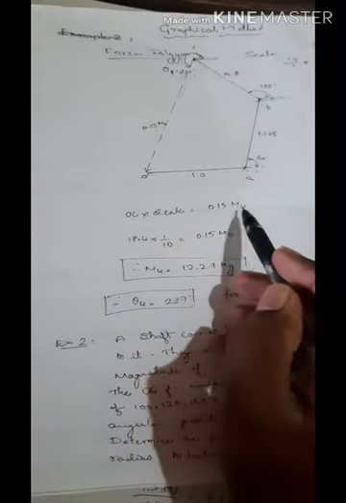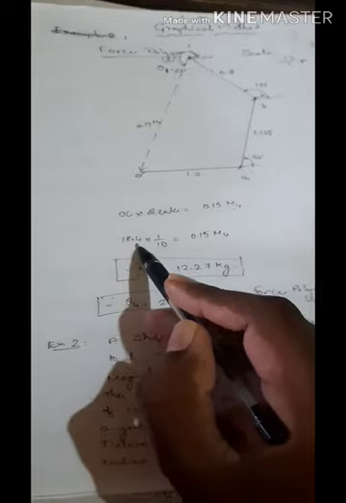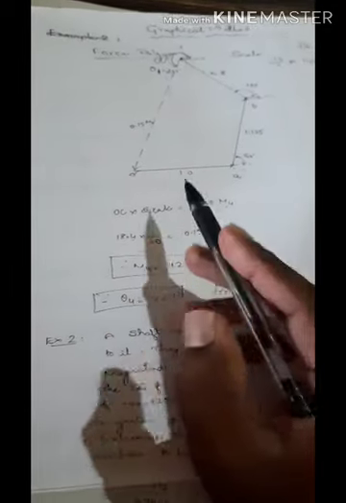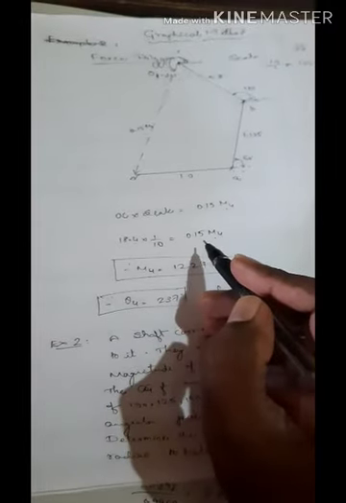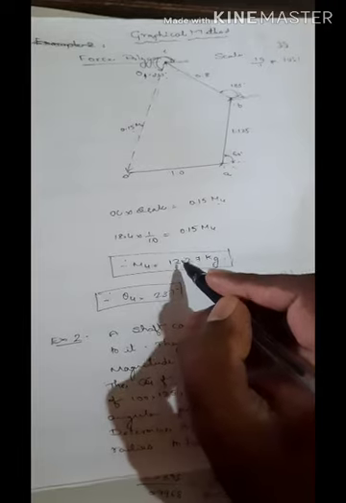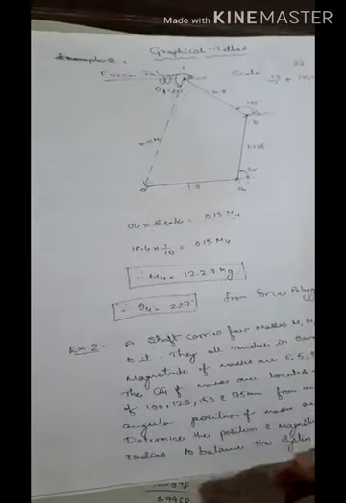So measure this line OC with the scale, which equals 0.15 M4. This line is 18.4 centimeters. Now reverse the scale: it was 10 by 1, now it is 1 by 10, for 0.15 M4. Therefore M4 equals 12.27 kg and theta 4 is 237 degrees. So this was about the graphical method.